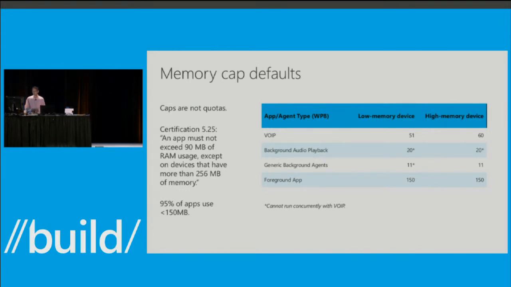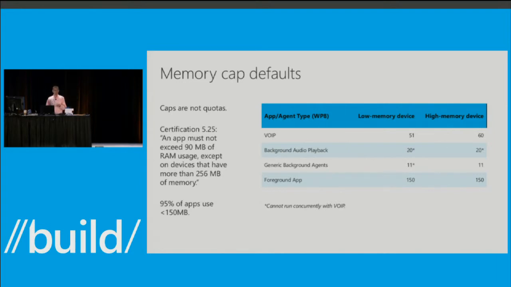I've got some asterisks in there as well because background audio and VoIP don't run at the same time. This is one of our trade-offs that we decided. The user wouldn't be doing a VoIP call and also playing background audio at the same time. It kind of doesn't make sense. So we don't run those at the same time.